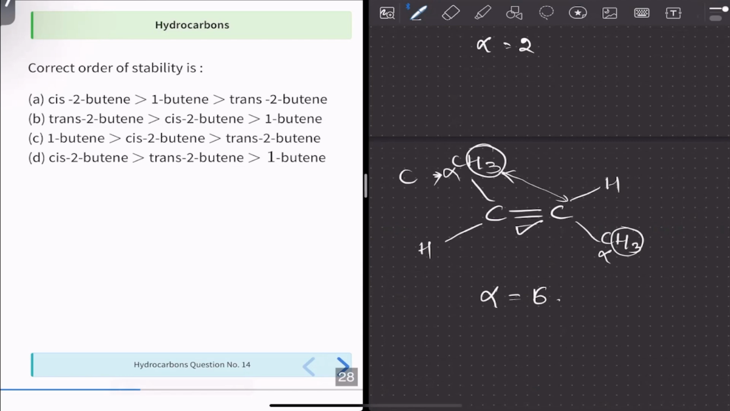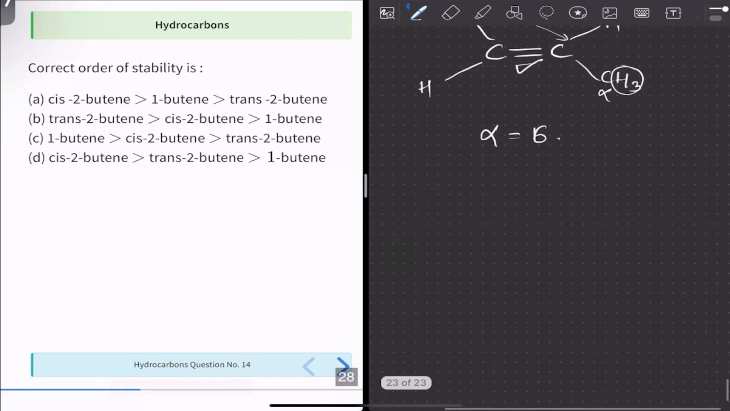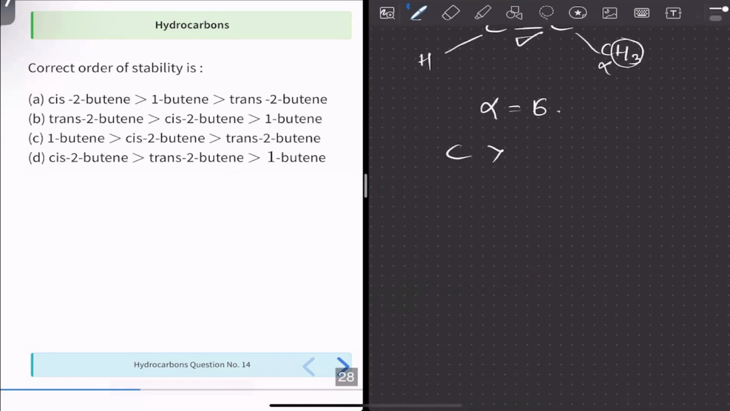Means the trans molecule will be more stable than the cis molecule because of less repulsive force. So the sequence will be C, A, B. That is trans, cis, and one butene. Here option B is in this sequence: trans 2-butene, cis 2-butene, and 1-butene. So option B will be correct.